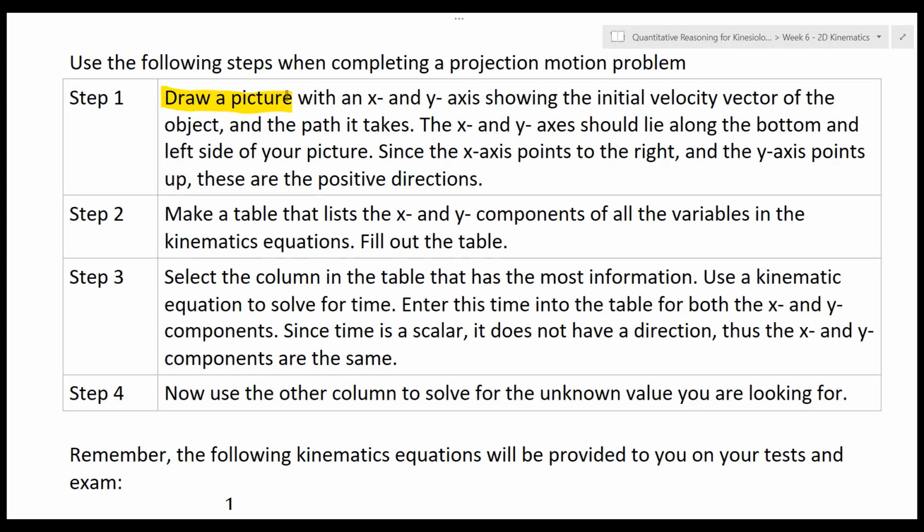The next thing that you're going to do is make a table. The table is going to be divided into 2 columns, one that will say x, the other one will say y. And on the left side of the table, you're going to list all of the variables in the kinematic equations. And you're going to use all of the information that you put in your picture from step 1 to fill out the table.